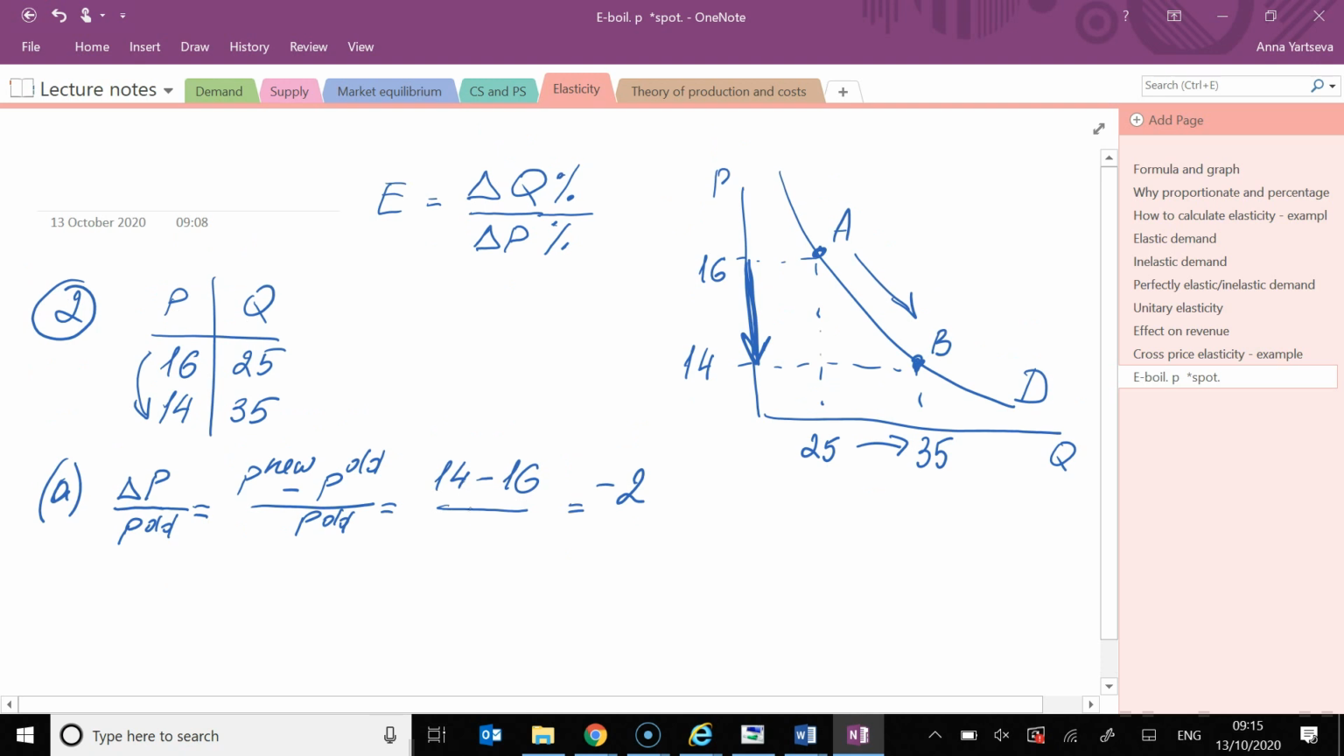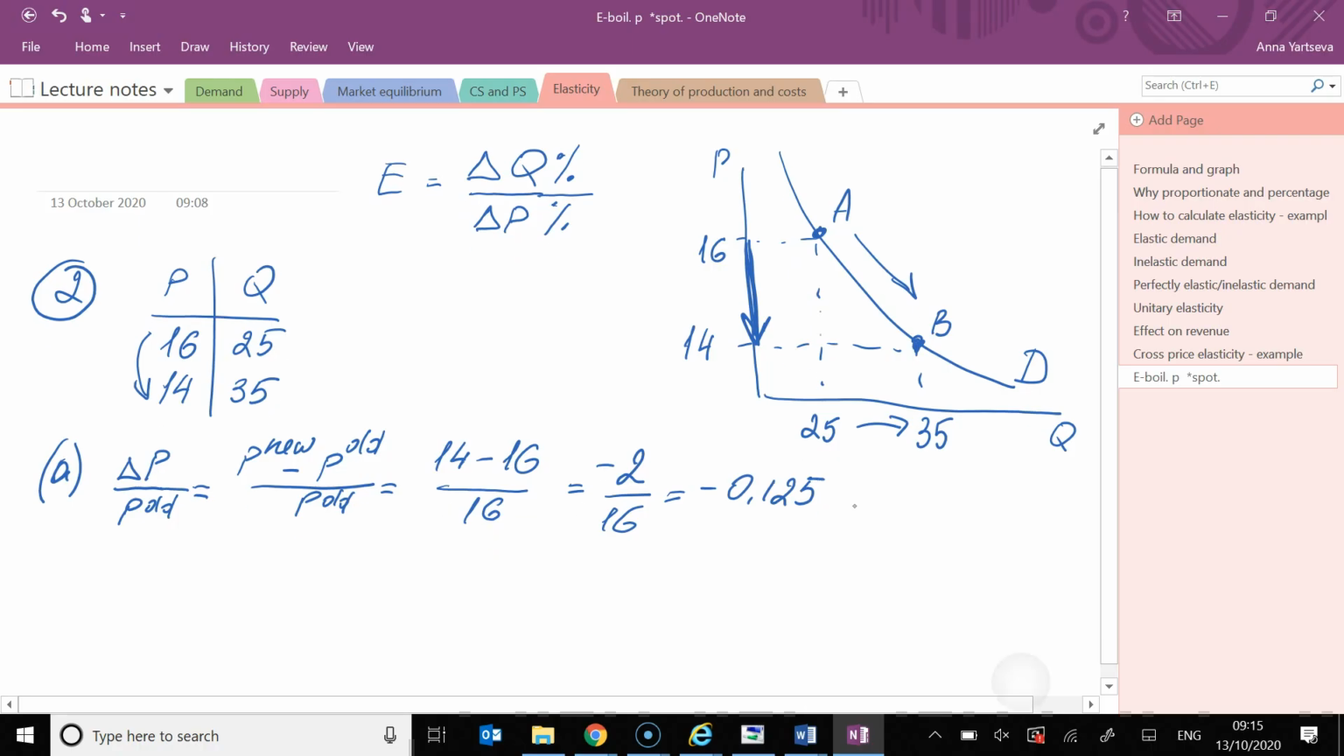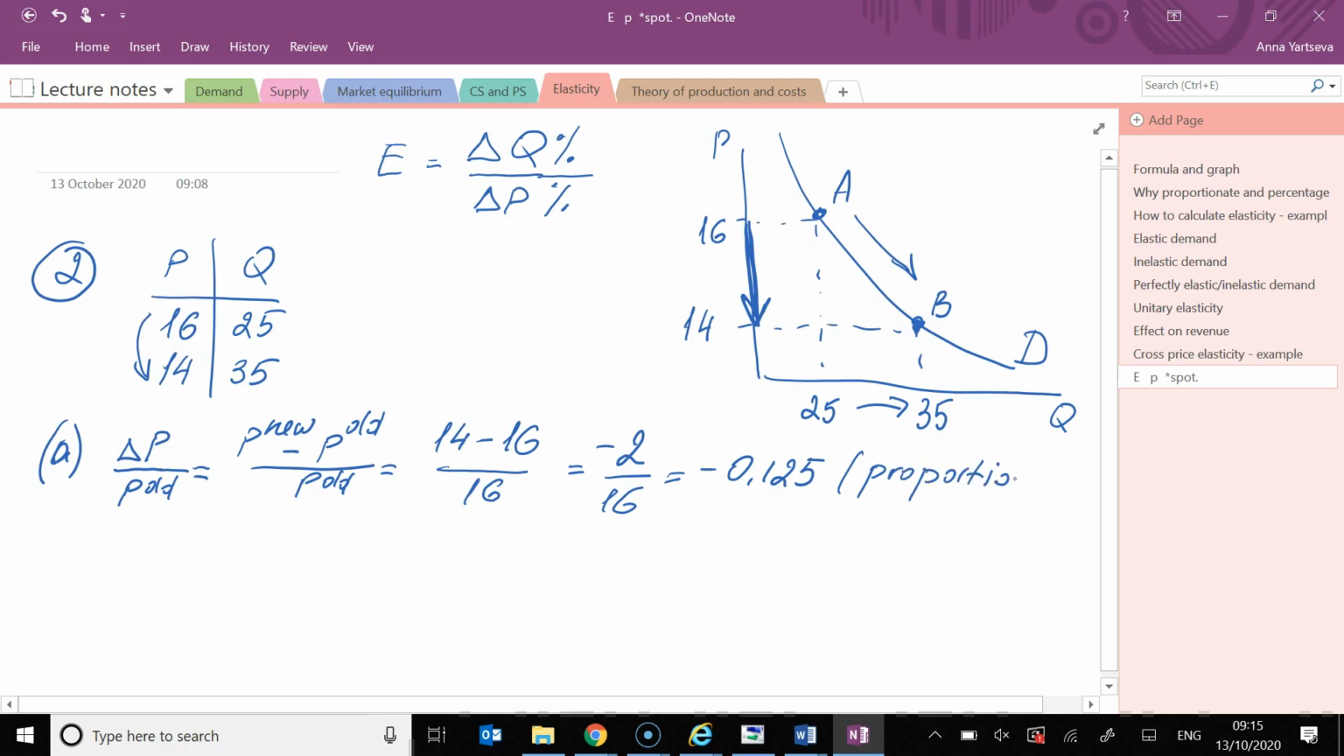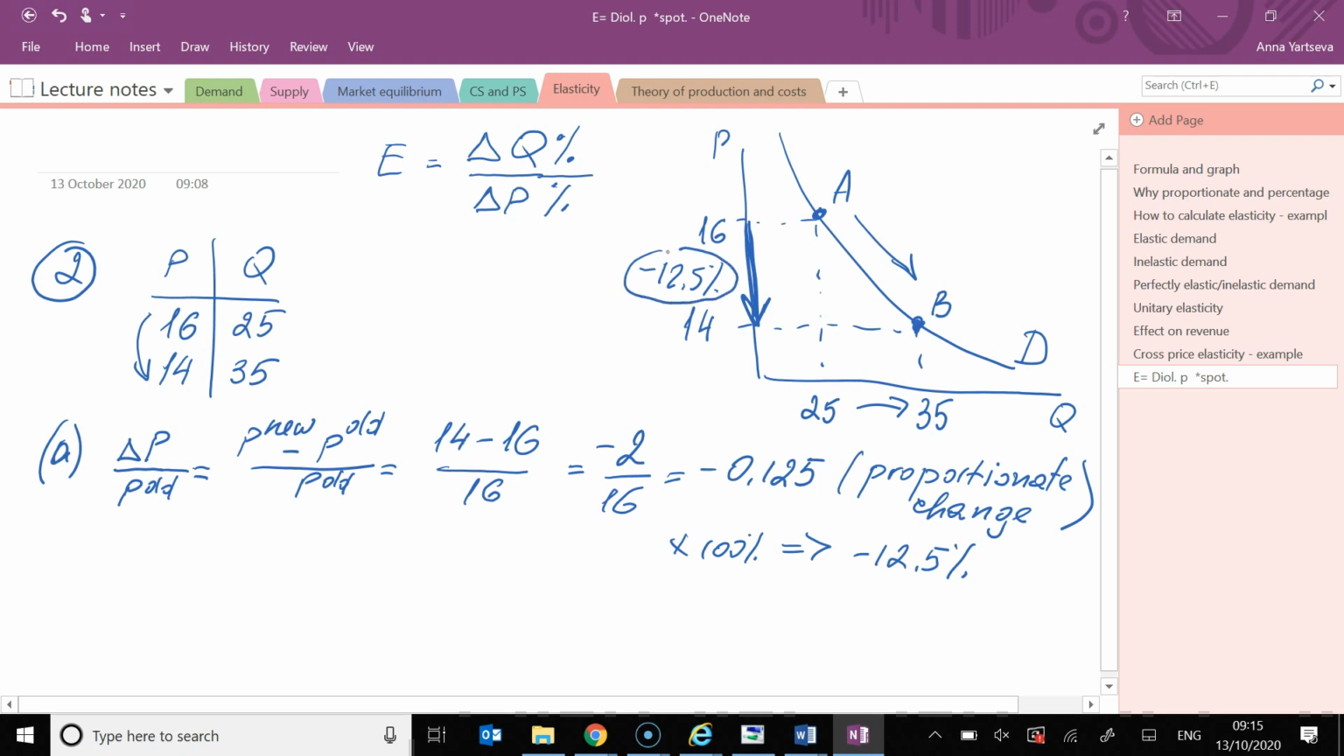The original price was 16. So we divide our change by 16. 2 is an absolute change. When we divide this by 16, we will get the proportionate change, which is minus 0.125. This is proportionate change. If we want to turn this into percentages, that's easy to do. We simply multiply this by 100, which means that price dropped by 12.5%. So minus 12.5%. That's change in price. In proportionate terms, it's this amount. In percentages, it's this amount. That's what we've done with price.